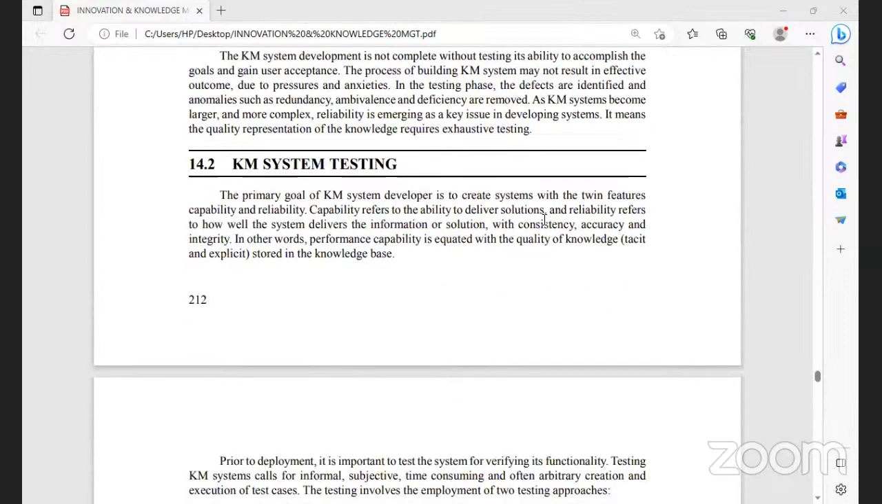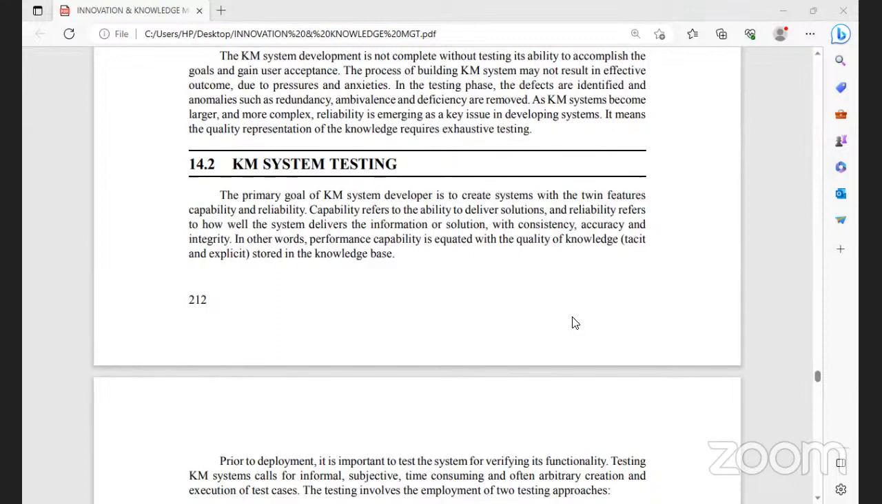Knowledge management system testing. The primary goal of a knowledge management system developer is to create systems with built-in capability and reliability. Capability refers to the ability to deliver solutions. Reliability refers to how well the system delivers the information or solution with consistency, accuracy, and integrity. Here, consistency, accuracy, and integrity play a major role, like in software testing with respect to manual testing or automated testing like Selenium.